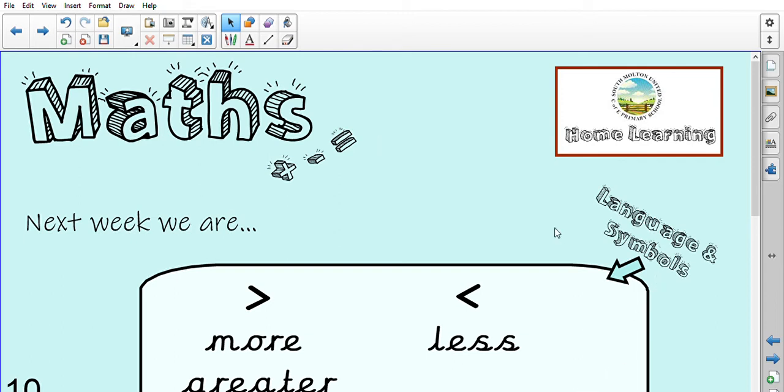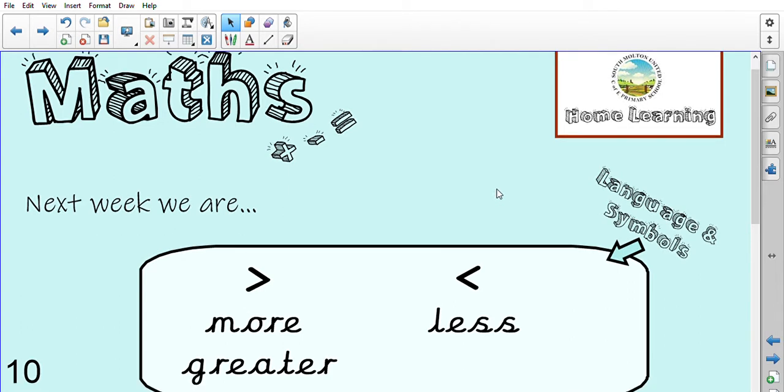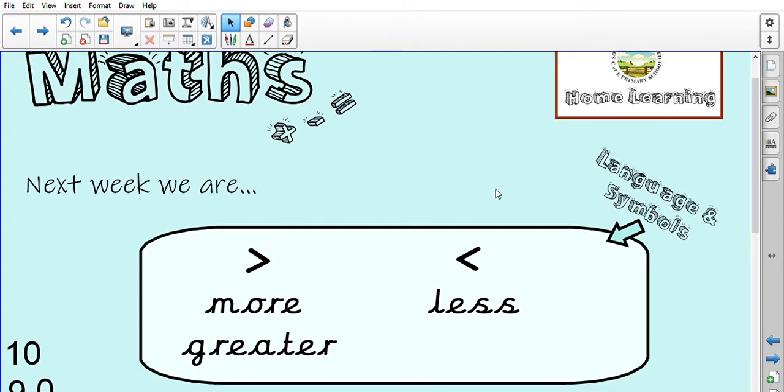Hi everyone, this is next week's maths learning that we will be looking at. So we're going to be focusing on the same language and symbols that we've also been focusing on this week, and that the language is more and less. And also with more we could use greater than. So we're going to be focusing on what more than means, what less than means, and what greater than means.